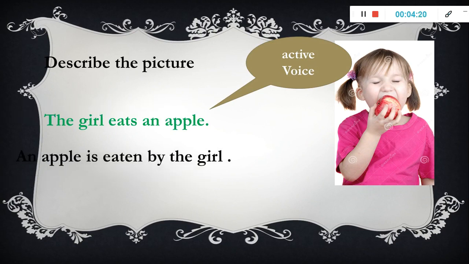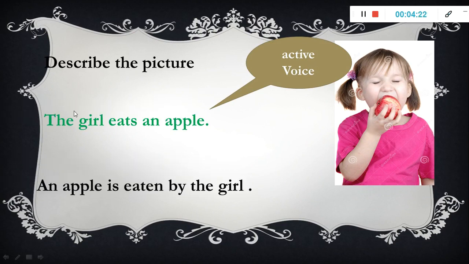So what is the subject here? The girl. What is the verb? Eats, and the object is an apple. An apple is eaten by the girl. ها بدأنا بإيه يا بنات؟ بدأنا بمين عندي؟ بالobject. يبقى بالobject عندي اللي جه بعد الفعل اللي هي an apple بدأت بيها. وبعدين is eaten. is eaten ده مين؟ verb to be. Verb to be وبعدين by the girl.